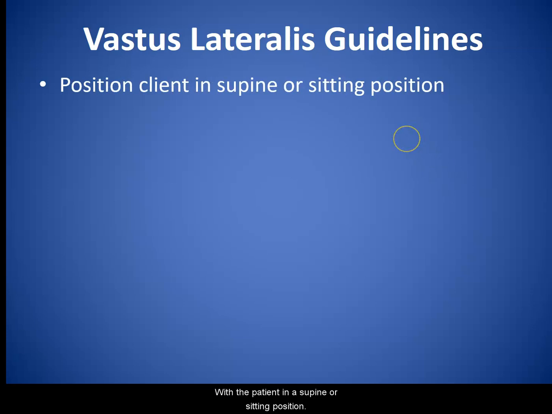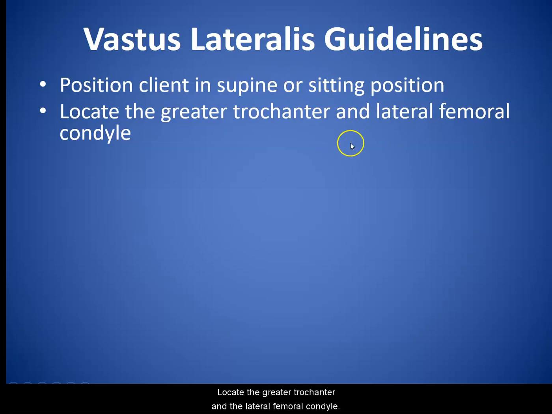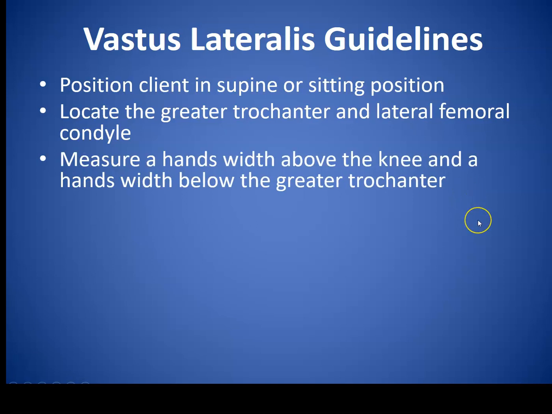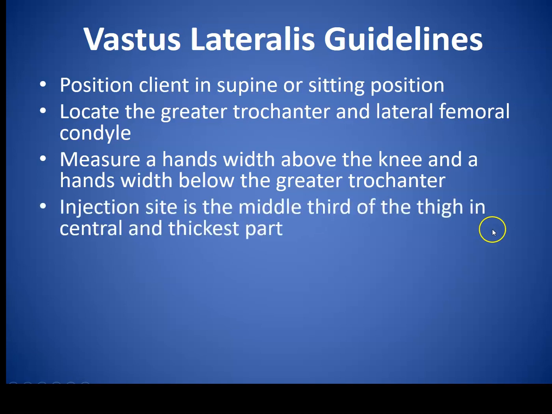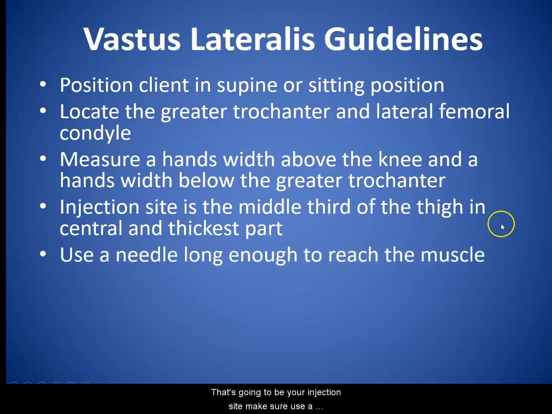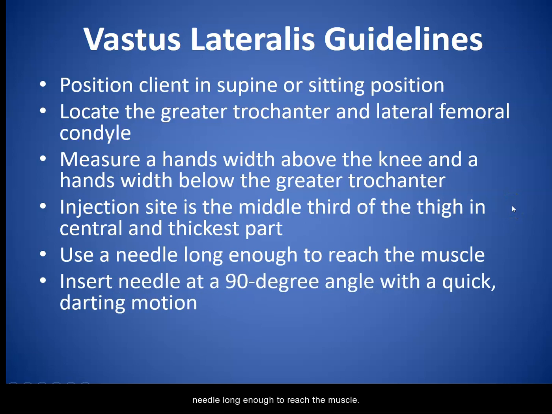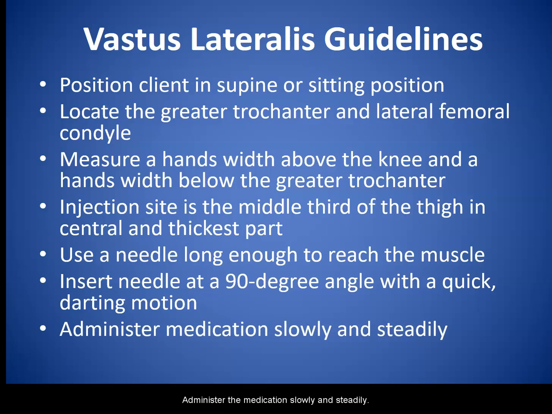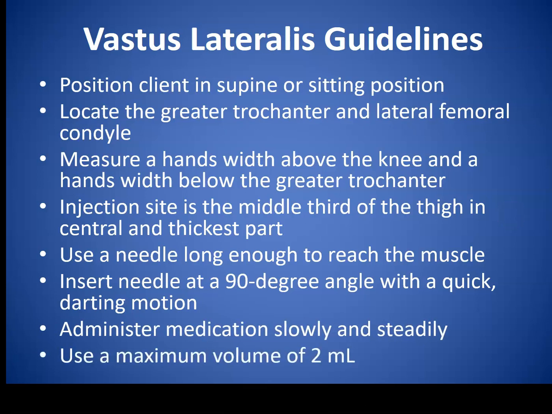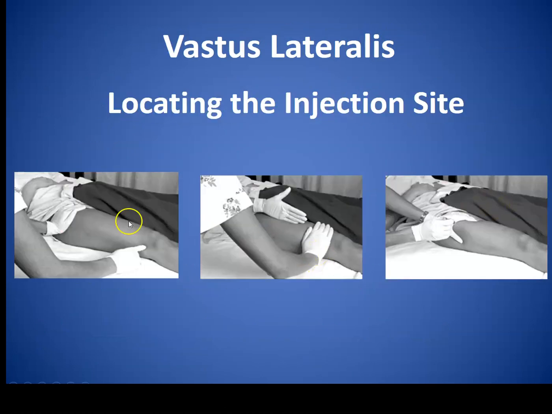Put the patient in a supine or sitting position. Locate the greater trochanter and the lateral femoral condyle. Measure a hand's width above the knee and a hand's width below the greater trochanter. And so you're pretty much right in the middle third of the thigh in the central and thickest part. That's going to be your injection site. Make sure you use a needle long enough to reach the muscle. Insert at a 90-degree angle with a quick darting motion. Administer the medication slowly and steadily. Use a maximum volume of 2 mL in the vastus lateralis.